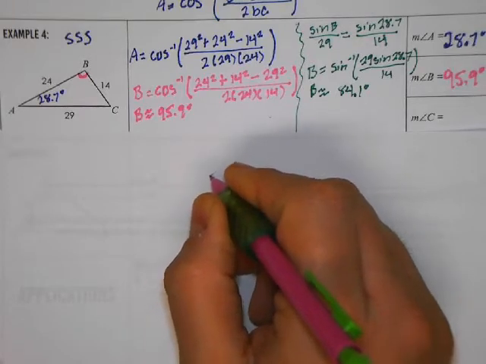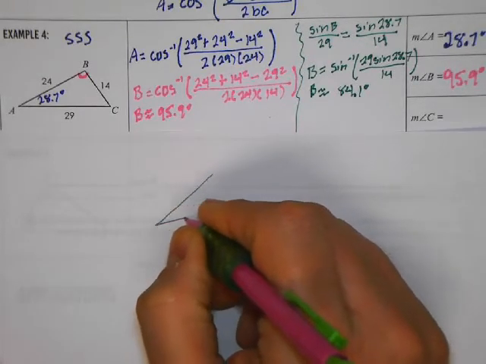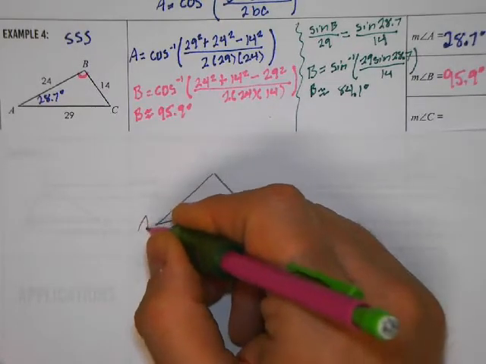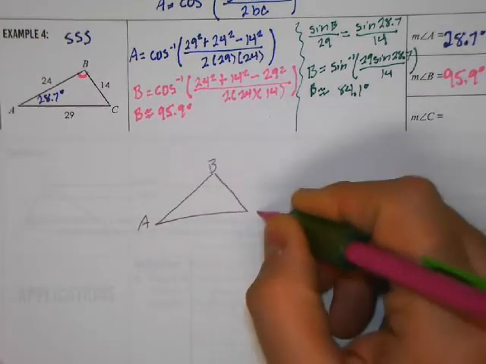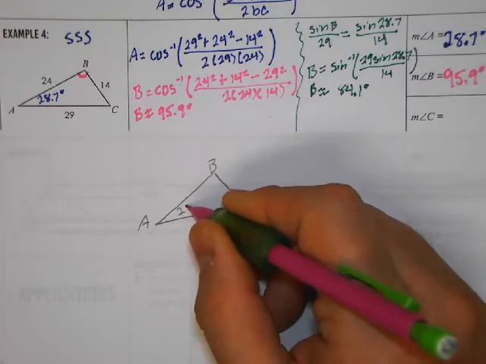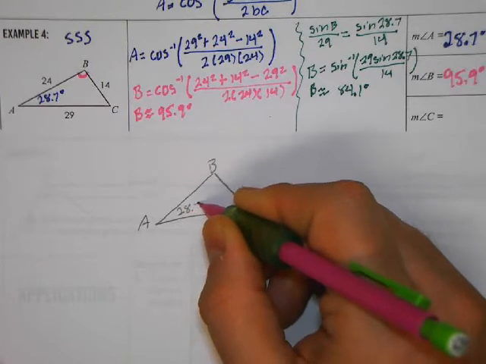So I'm going to just freehand this. I know it's not going to be perfect for what we had, but this was A, this was B, and this was C. Okay, so let's just suppose instead of the 28.7 that I calculated, let's say that that was given to me.